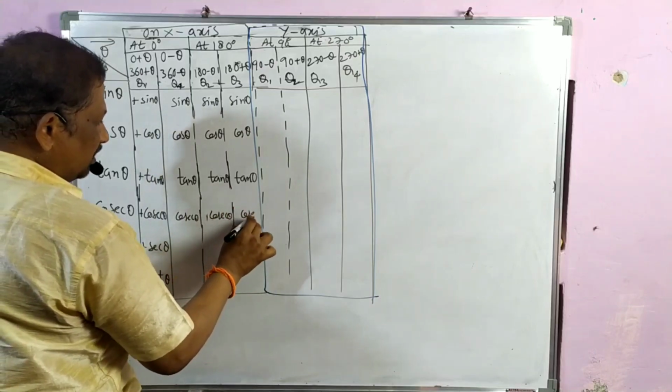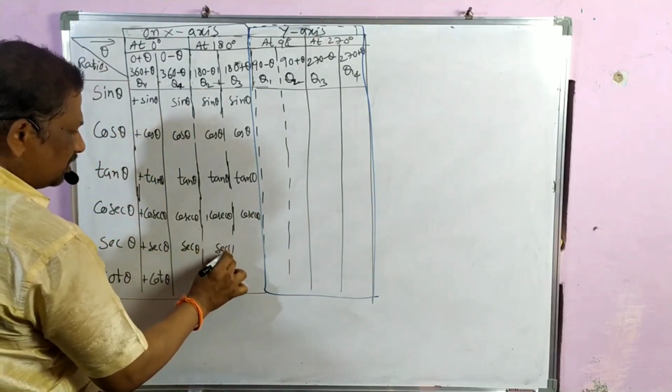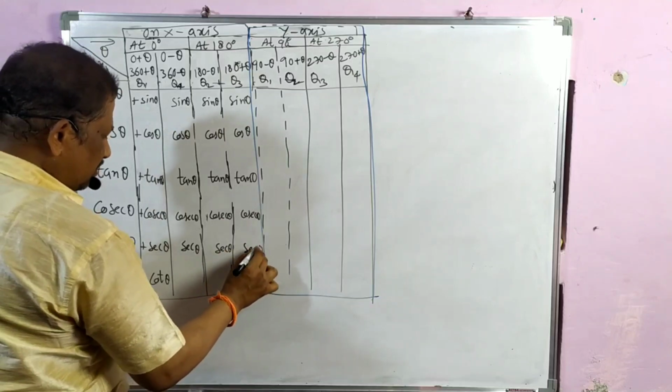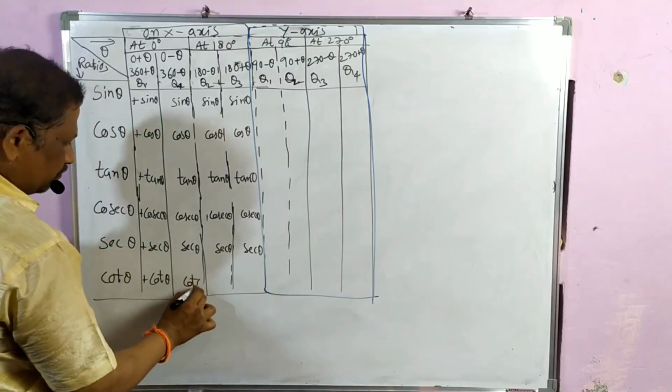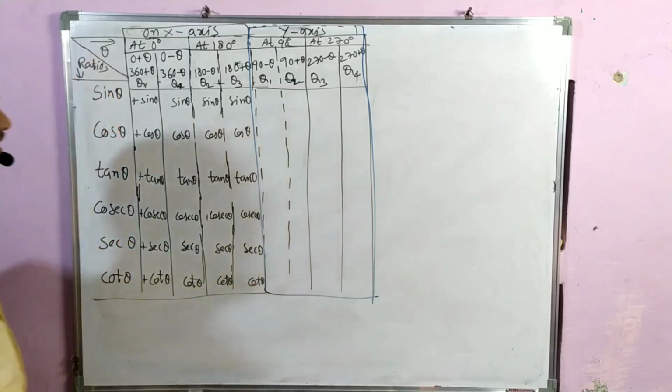Here also cosecant theta, secant theta. As it is, they will come because they are operating on the x-axis. So next, cot theta. Now we will check the rest of the signs.